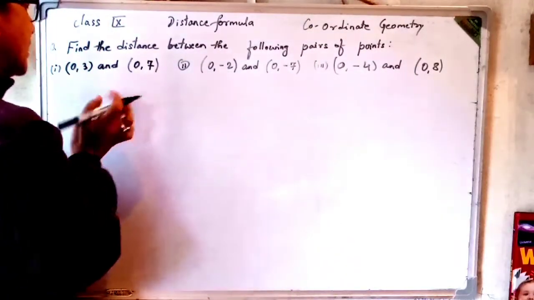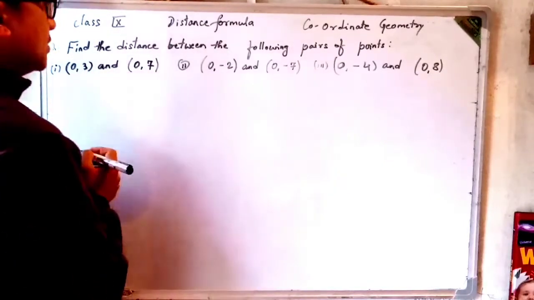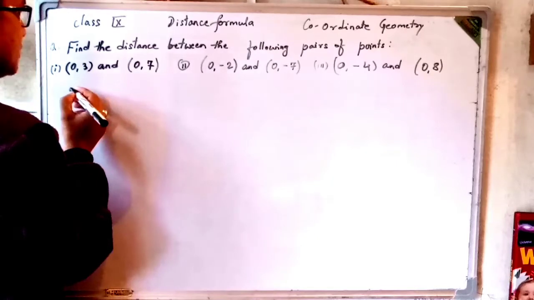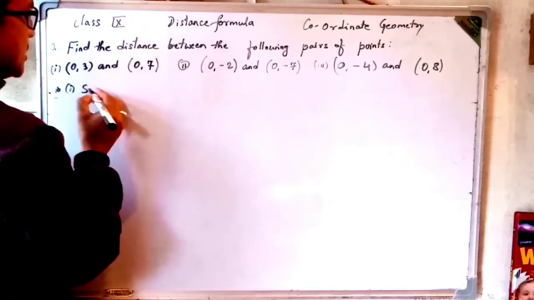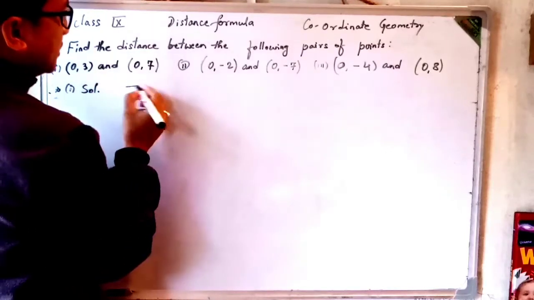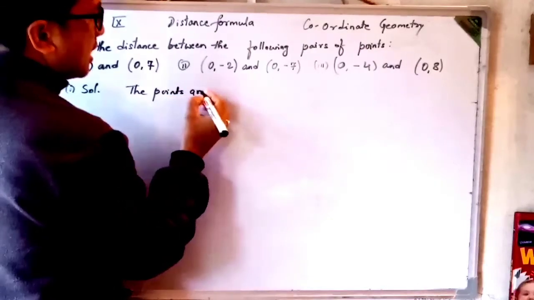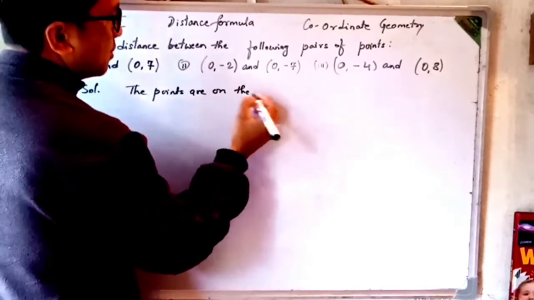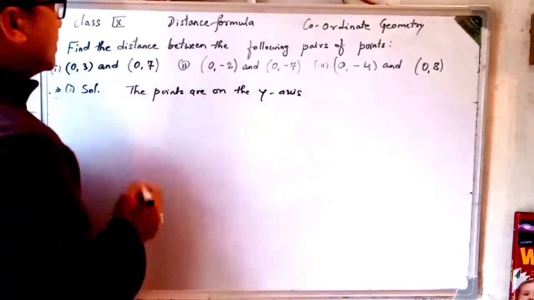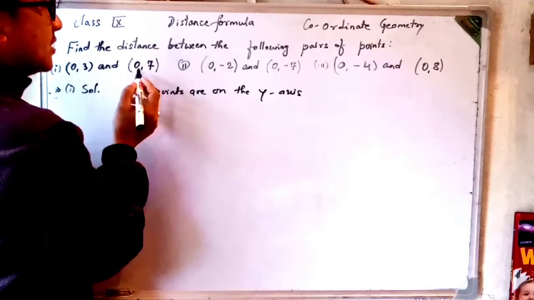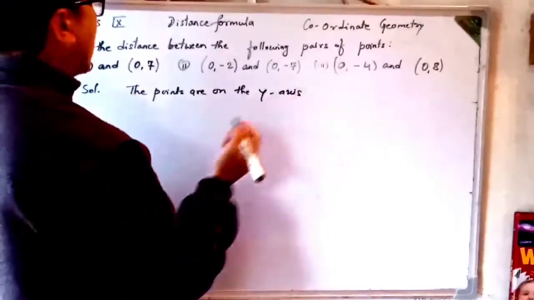When you look at this point, the first x coordinate is 0, here also x coordinate is 0. So that means, solution number 1: the points are on the y axis, because the x coordinate is 0 and here also x coordinate is 0. So that's why the points are on the y axis.